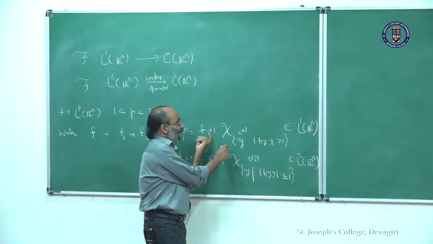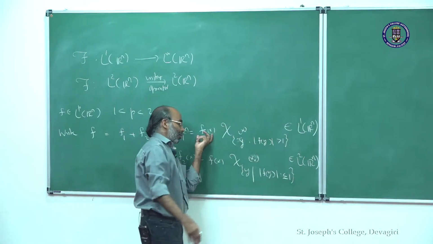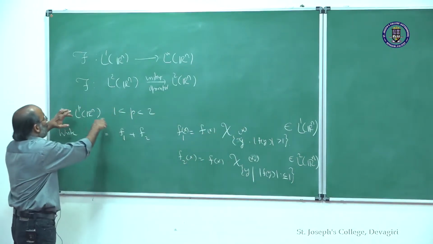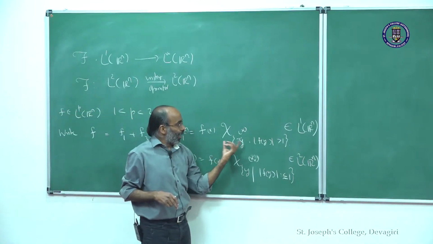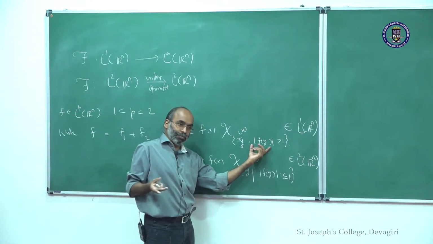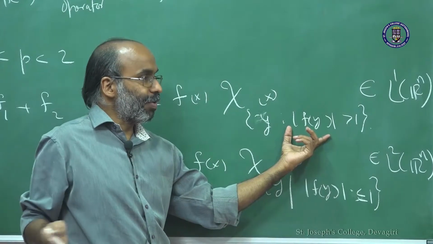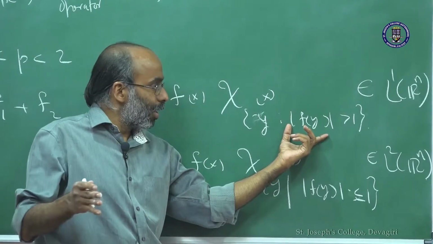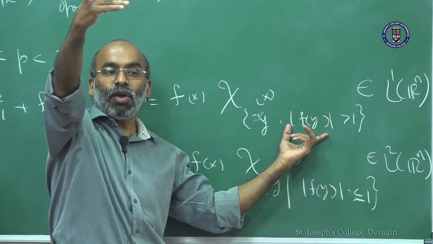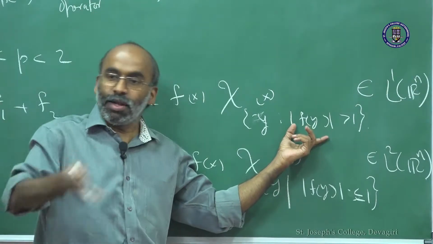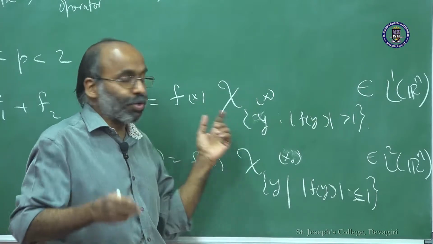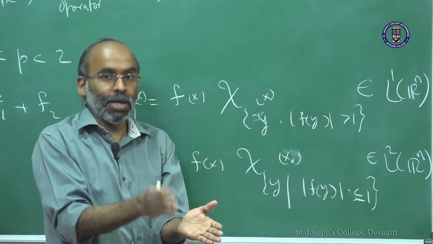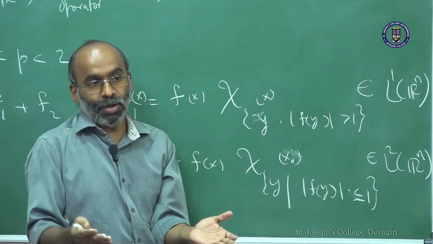F1 is f where mod f is greater than 1. Okay. So, remember it is in LP, for P greater than 1. This set has finite measure. If f is in LP, any LP, the set where mod f is bigger than 1 should have finite measure, otherwise the integral is already infinite. So, this is restricting f to a set of finite measure, but it is in LP, so it will be in L1, because of finite measure.